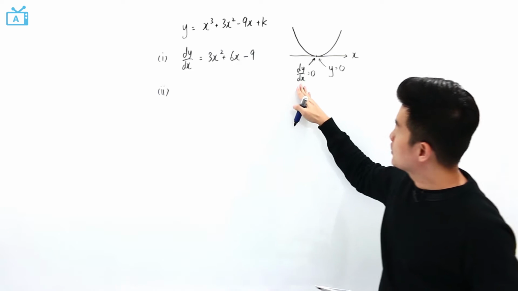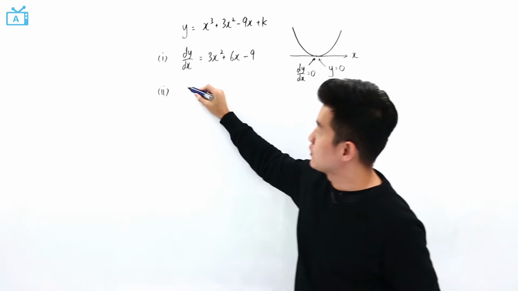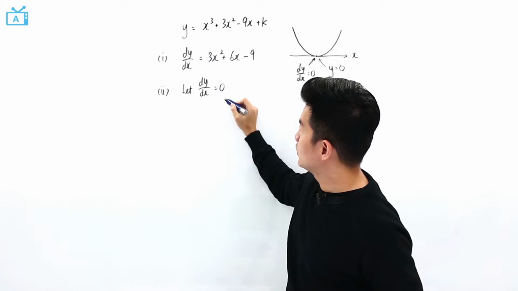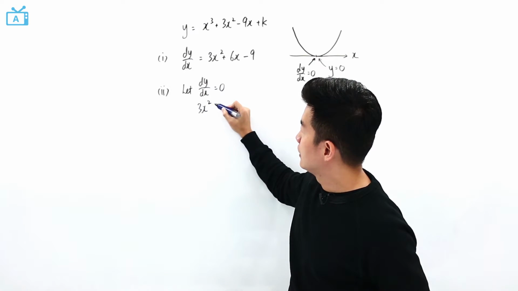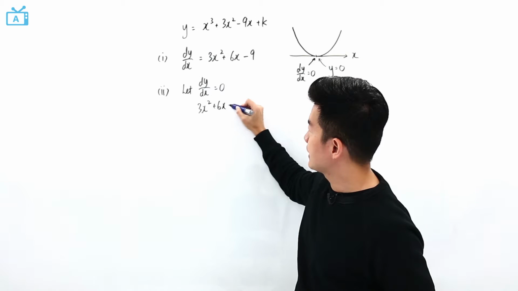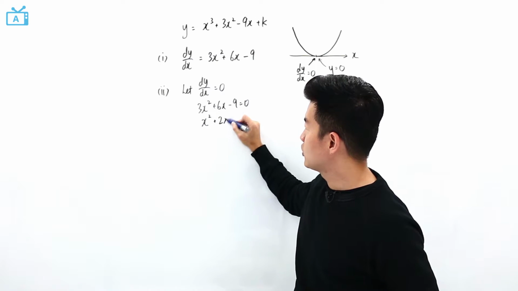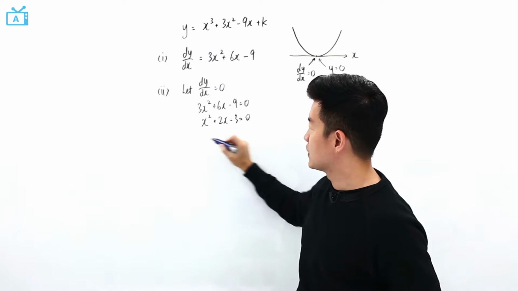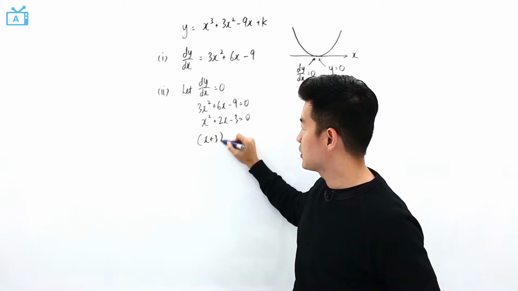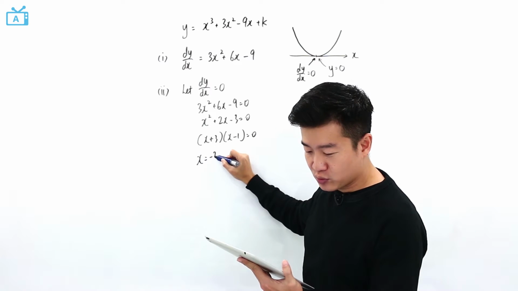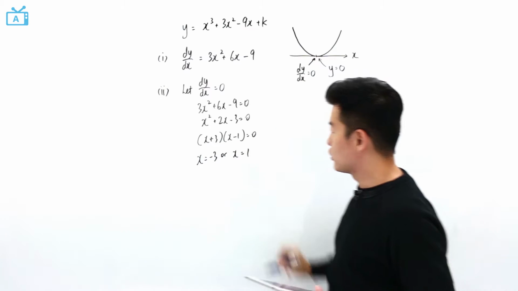First of all, I'm going to make use of the fact that dy/dx is equal to 0. So by letting dy/dx be equal to 0, we have 3x squared plus 6x minus 9 is equal to 0. Which means that x squared plus 2x minus 3 is equal to 0. Factorizing this, (x plus 3)(x minus 1) is equal to 0. x is equal to minus 3, or x is equal to 1.